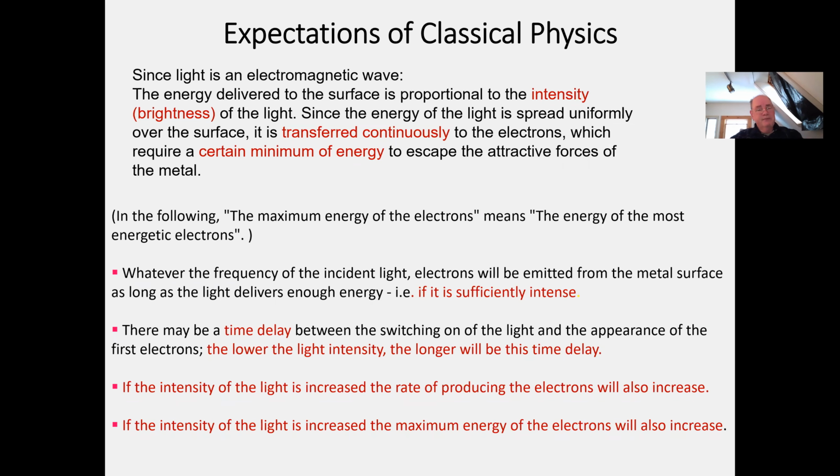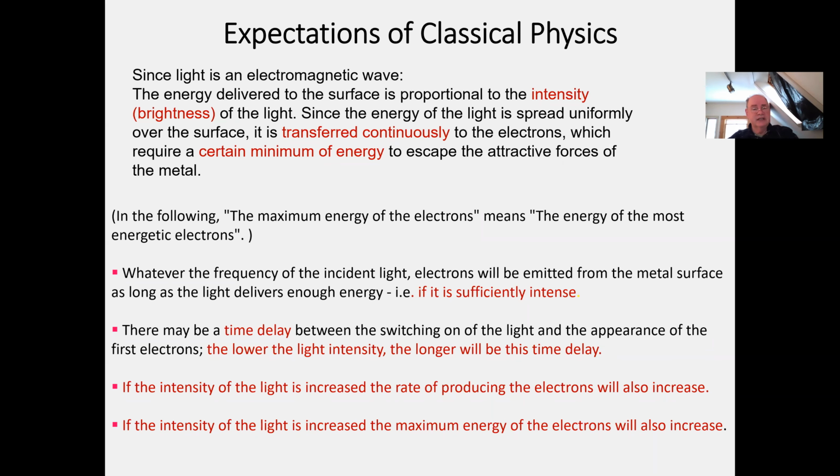Let me use the phrase the maximum energy of the electrons, because electrons will come out at all different energies, but let's focus on the maximum, the electrons that are coming out with the maximum energy. I'll show you how to measure that in a moment. But that's what we're going to focus on. Of all the electrons coming out created by the light, let's look at the ones that have the greatest energy. Let's not look at the laggards. Let's look at the leaders.